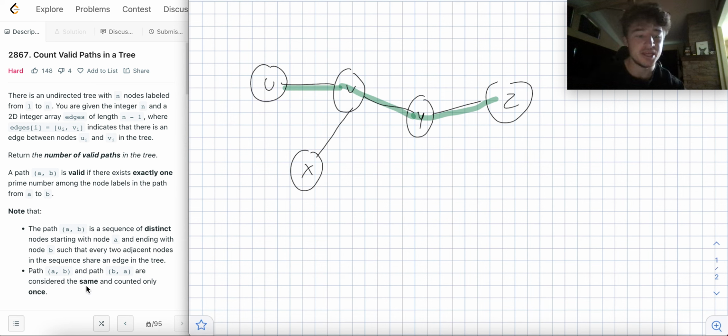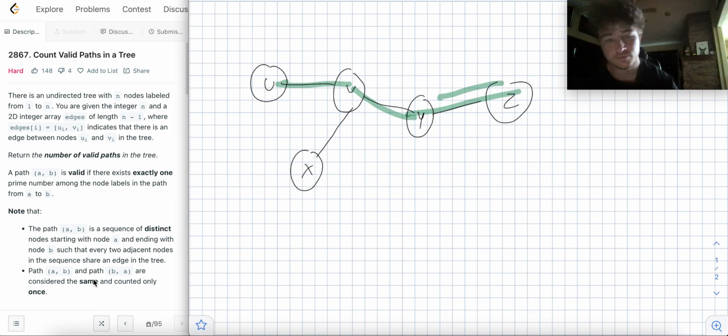And then paths (a, b) and (b, a) are considered the same and counted only once. So what does that mean? Well, if I go like this, that's one path. I can't then say, oh, well, this is another path. No, it's the same exact path.